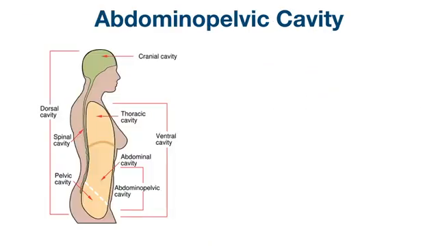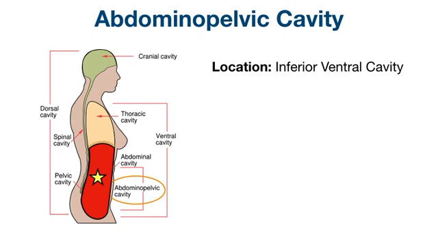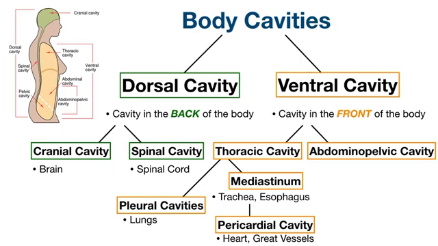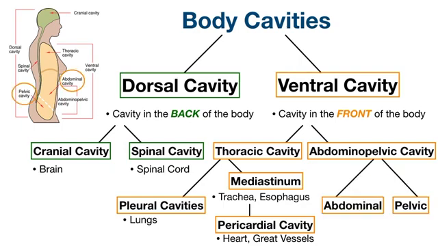The abdominal pelvic cavity is the inferior portion of the ventral cavity, and it's below the diaphragm, as we can see highlighted in red. As the name suggests, the abdominal pelvic cavity consists of both the abdominal and pelvic cavities. So if we go back to our flowchart, we can divide the abdominal pelvic cavity into the abdominal cavity and pelvic cavity.